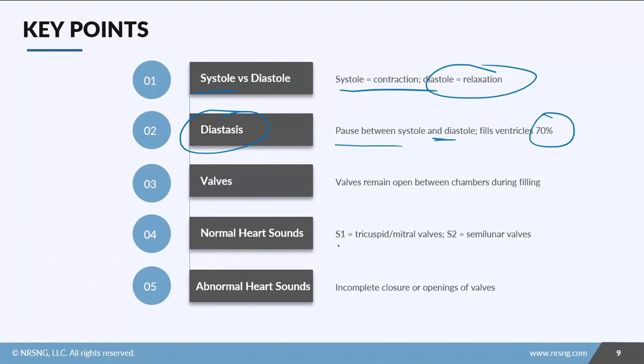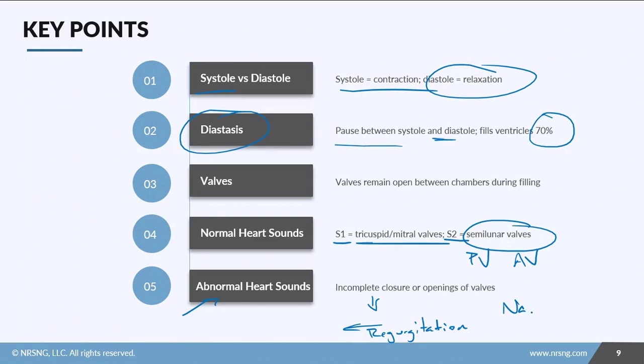Your normal heart sounds, you have S1 and S2. Your S1 heart sound is going to be your tricuspid and mitral valves, and your S2 is going to be your semilunar valves, so this is going to be your pulmonic valve and your aortic valve. Then you have abnormal heart sounds, and that's either because of incomplete closure, which is going to create your regurgitation, which goes backward, or you're going to have a narrowing, which is the stenosis.